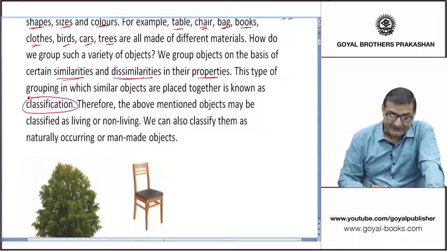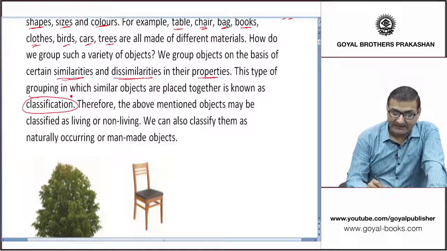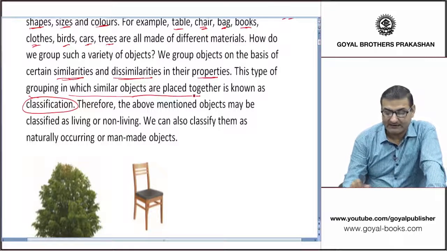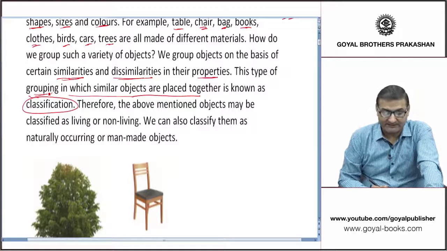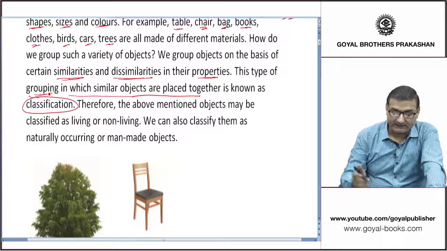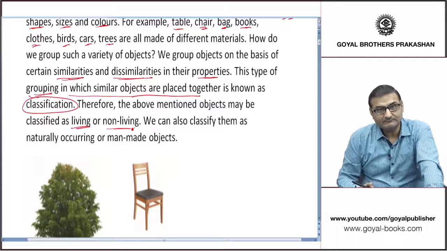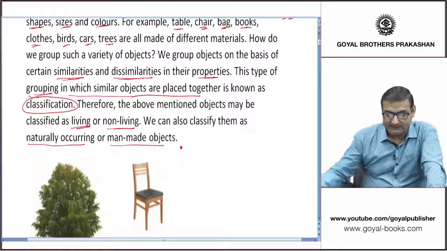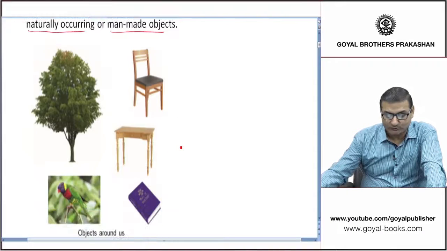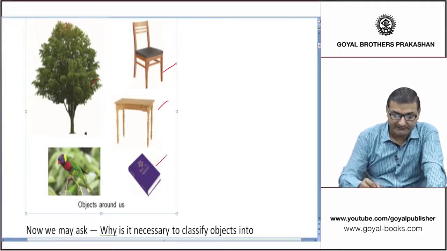So distinguishing and grouping the objects according to their properties, in which similar objects are placed together in one particular group, is known as classification, right? The first step of classification of the things around us starts from living or non-living. Another way of doing it is whether it is naturally occurring or a man-made object. So many things we see around, right? This is a chair, this is a table, this is a book, this is a tree, this is a bird.